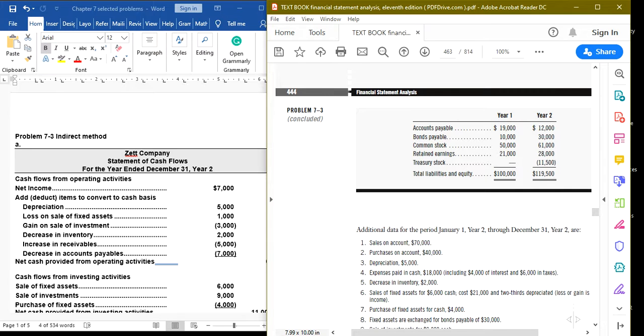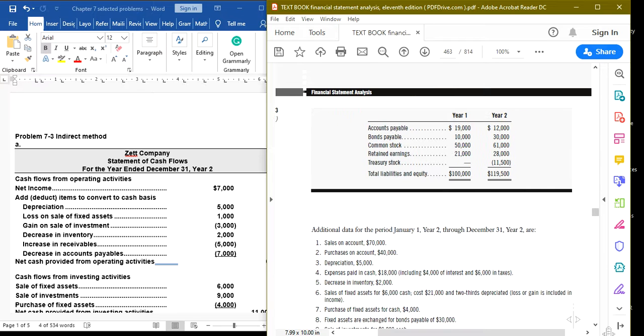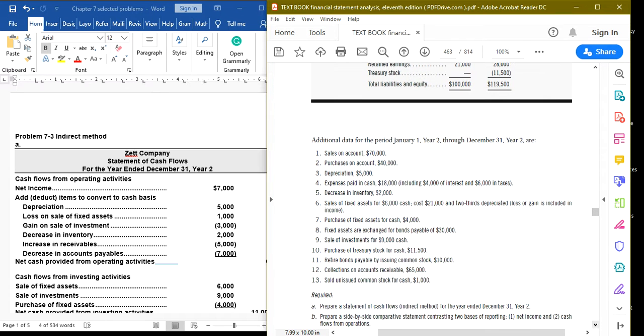So besides, we have many other transactions over here. Additional data for the period January 1st, year 2 through December 31, year 2. So these transactions have taken place through the second year. Okay.